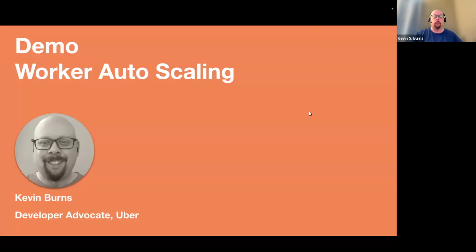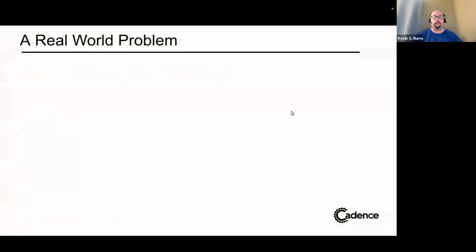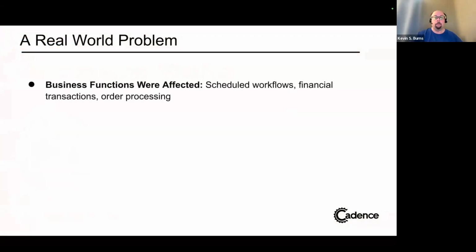And today we have a really cool demo of a new feature in the Go client, worker autoscaling. This feature came about from a real world problem here at Uber, and business functions were affected. Scheduled workflows, transactions, order processing were affected.